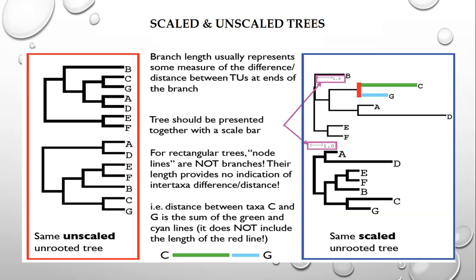The second identification is that such a tree will show a scale. So a tree with a scale is called a scaled tree. And how is the scaling decided, I mean how is it decided that C is here or G is here, A is here or D is here? It is decided based on the number of differences.